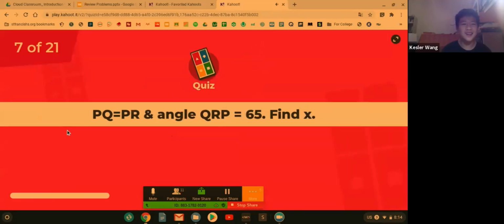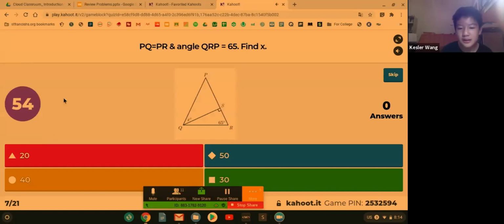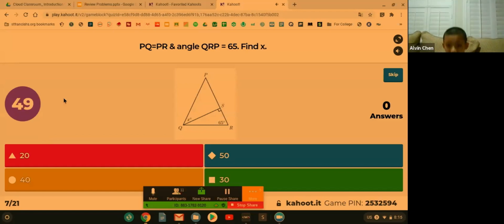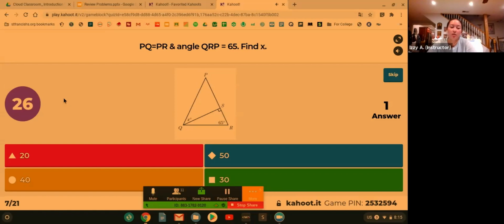Look, Howie Wowie is still at 0 points. Oh my gosh. Good thing I did it at the last second. Q, QR equals PR. Find X. QPR. Okay, I'm just gonna find X. Technically angle Q is 65 degrees, so X is basically 65 degrees. So angle Q is 65 degrees minus X. Is that true? Yes.